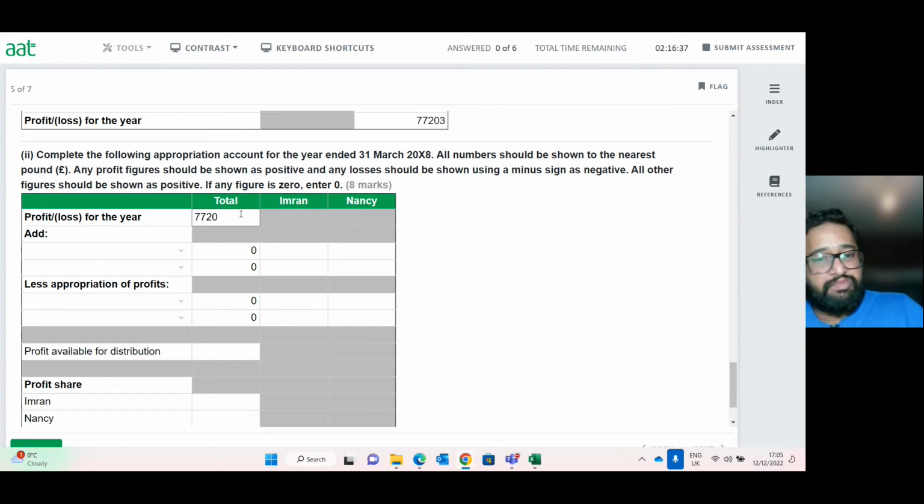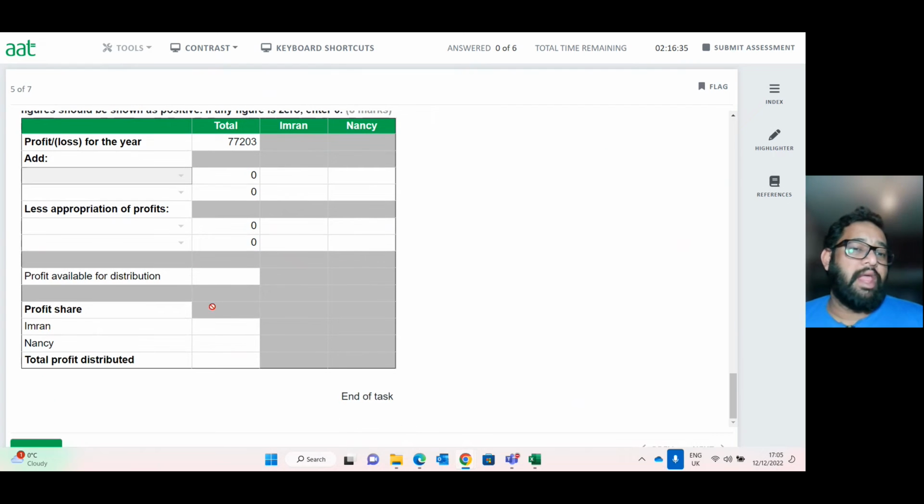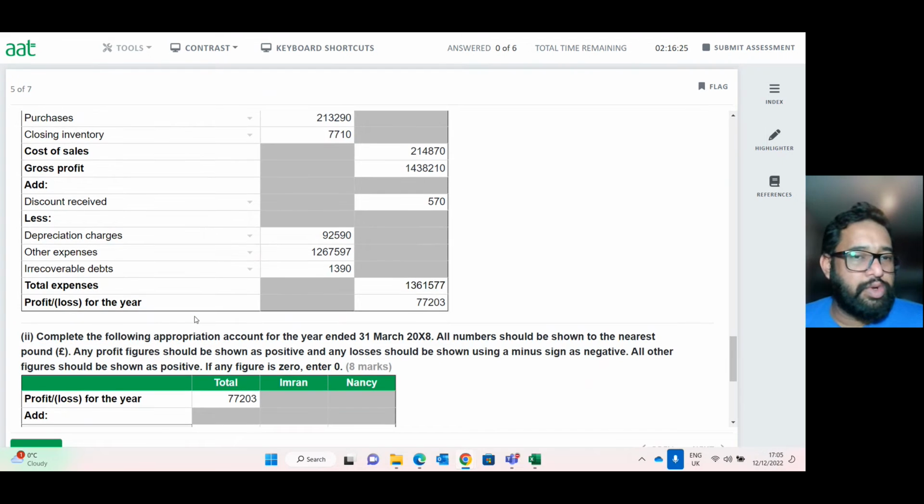So here, let's put that profit to share here. And then obviously we will add and take away certain elements, and that allows you to find a residual profit available for distribution, and then we share it among the two partners.